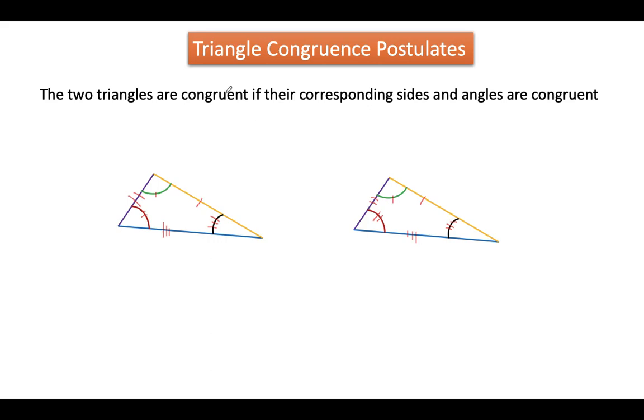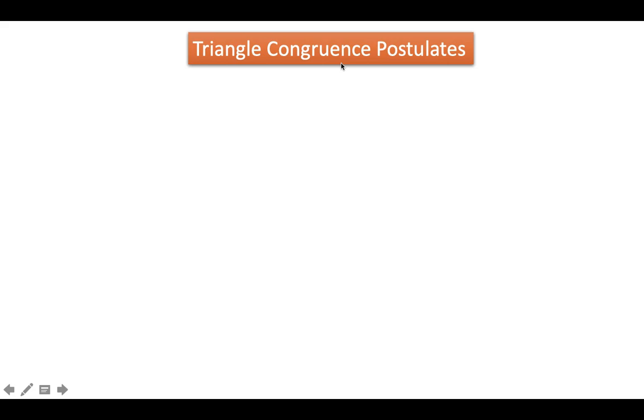But this is how the triangle congruence postulates come into play, wherein we don't need to identify all six parts of the triangle. One of the postulates is the SAS postulate. SAS means side, angle, side, wherein we need to identify only three corresponding parts of the triangles. Then we can conclude that the triangles are congruent by the SAS postulate.